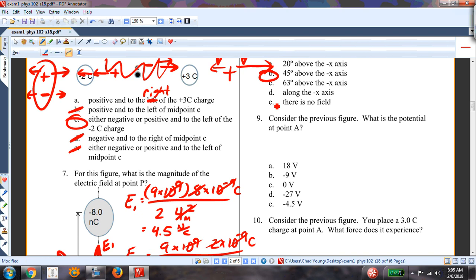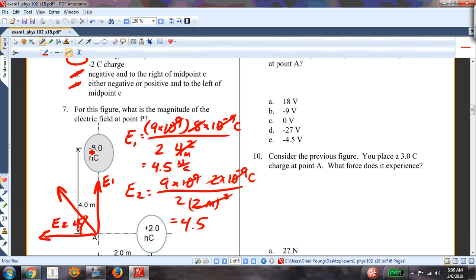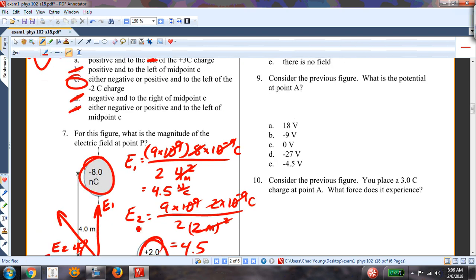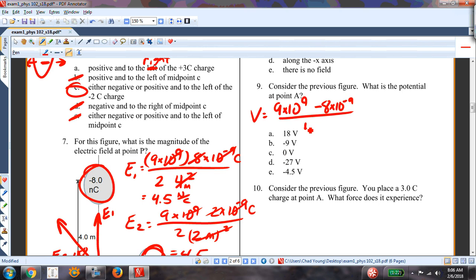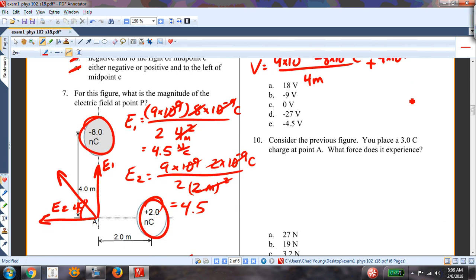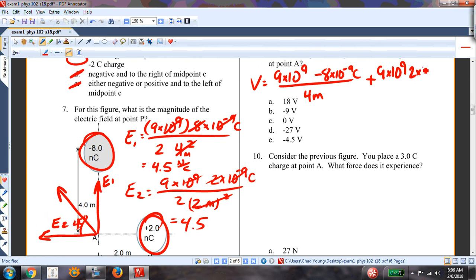What is the potential at point A? Well, I have potential due to this charge and due to this charge. V is kq over r, so V is going to equal 9 times 10 to the ninth. That's K. Q is minus 8 times 10 to the minus 9 divided by 4 meters, plus 9 times 10 to the ninth times 2 times 10 to the minus 9 coulombs divided by 2 meters.